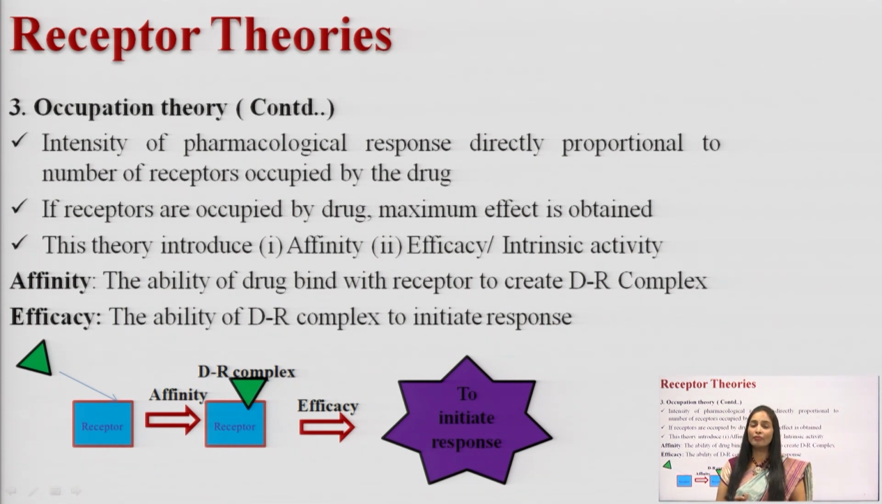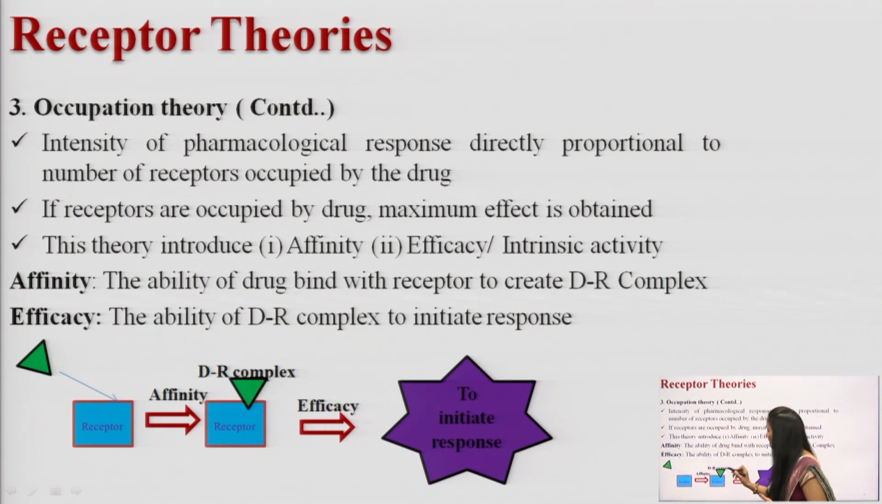What is meant by affinity? In a drug, it is the ability to bind to its receptor to form the drug receptor complex; that you can call an affinity. And what is efficacy? Once the drug binds to its receptor, it produces complexation. After the drug receptor complexation, it has to produce the desired effect, the pharmacological action; that you can call efficacy, which sometimes you can also call intrinsic activity.